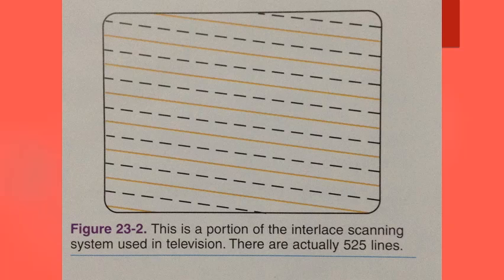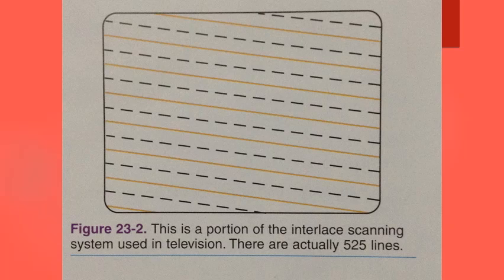A representation of the interlaced scanning pattern is shown in figure 23-2. The frame frequency has been set by the Federal Communications Commission, or FCC, at 30 Hz. This means your TV receives 30 complete frames per second, or 60 picture fields of alternate odd and even lines per second. To the human eye, this appears as a constant, non-flickering picture.